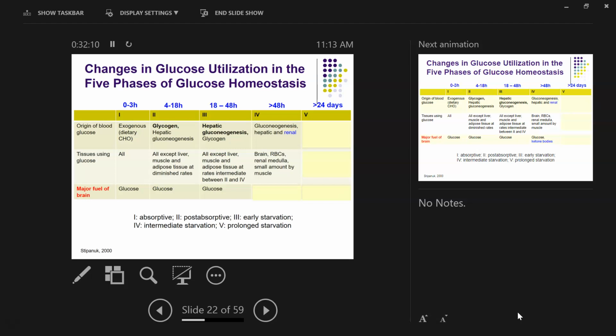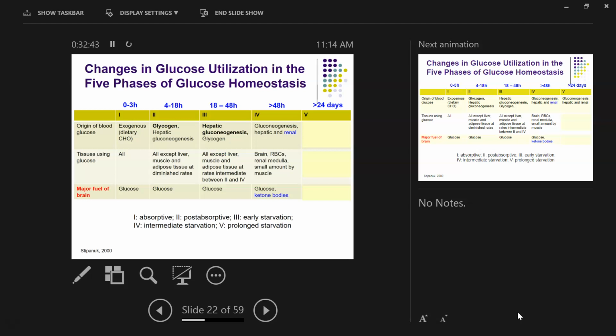And what about the major fuels of the brain after 2 days of starvation? Glucose, right? What about alternative fuels? Ketone bodies. So glucose is still an important fuel for the brain, but the brain also starts utilizing ketone bodies for energy after 2 days. Okay.